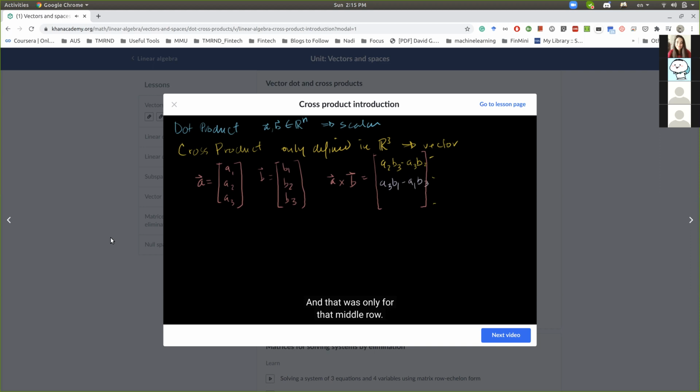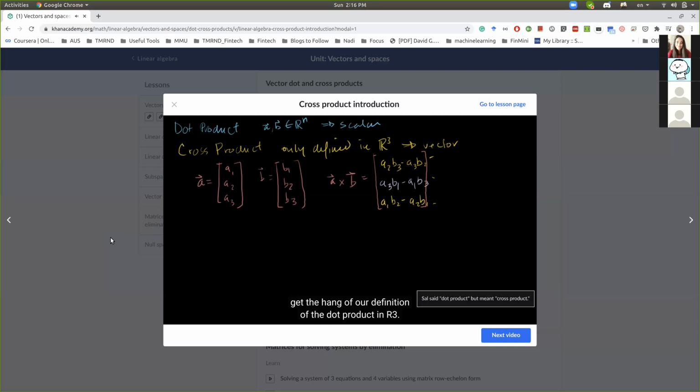Then for the bottom row, we ignore it again, and we do A1 times B2, just like the first row, minus A2 times B1. This is hard to remember, and that's why I have a system in place like I just talked to you about, but it might seem pretty bizarre and hairy. So let me do a couple of examples so you get the hang of our definition of the cross product in R3.